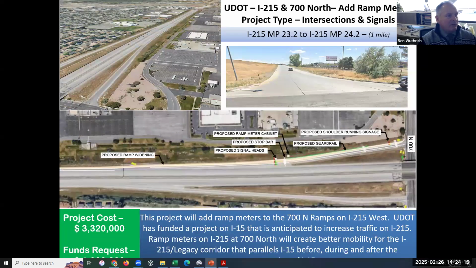Next project is a request from UDOT. This is on I-215 and 700 North. This is to add ramp meters to the 700 North ramp. On the southbound section, this will also widen the ramp and increase a lane in anticipation of the additional traffic that'll be necessary when the I-15 project begins. Estimated project cost is 3.3+ million, and they're requesting 1 million.